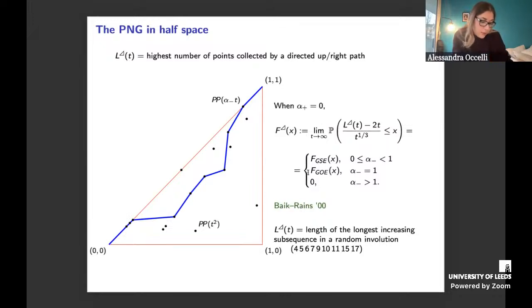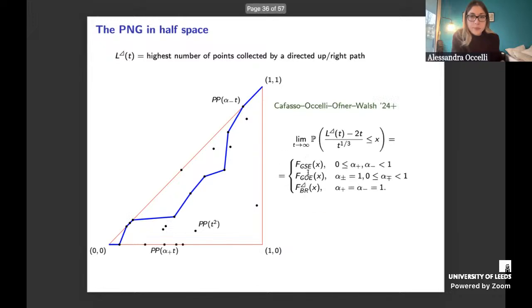Okay, so now let's put back the horizontal, the Poisson process on the horizontal side. So now we are back to the case where you have nucleation events on the diagonal and on the horizontal side.